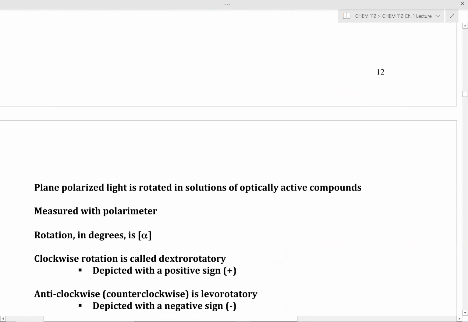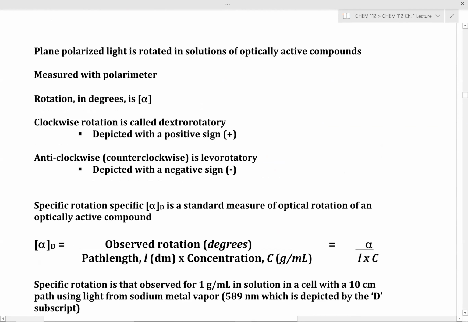Okay, the overall optical rotation of a sample is measured in units of degrees, and it's known as alpha. Clockwise rotation of plane polarized light is known as dextrorotatory, and it's depicted with a positive sign for your optical rotation, while anti-clockwise or counterclockwise rotation of plane polarized light is levorotatory. It's depicted with a negative sign for your optical rotation.